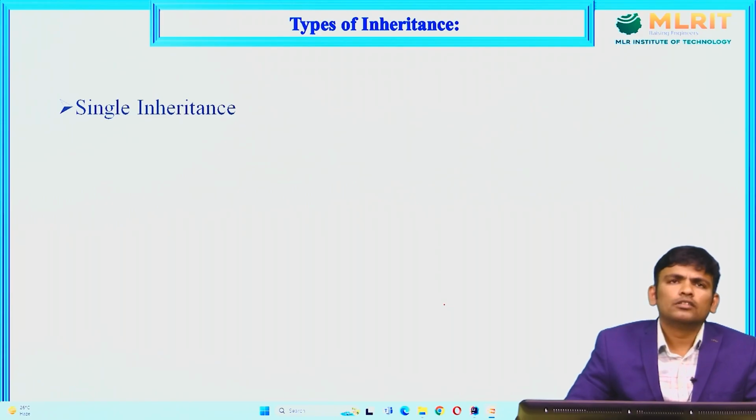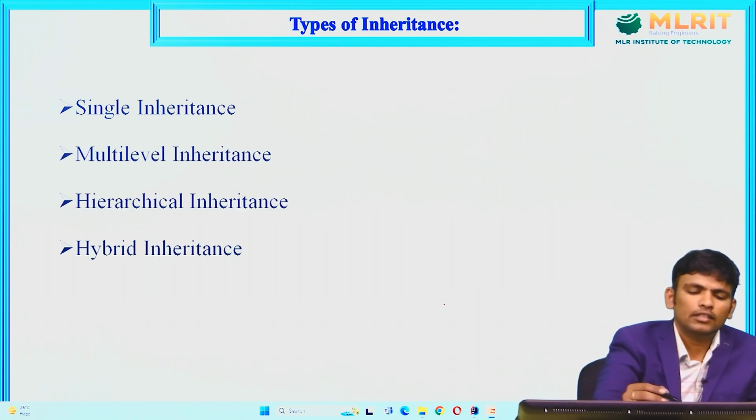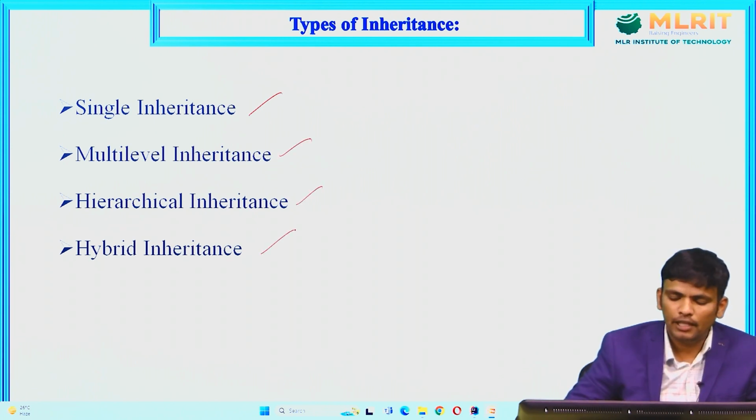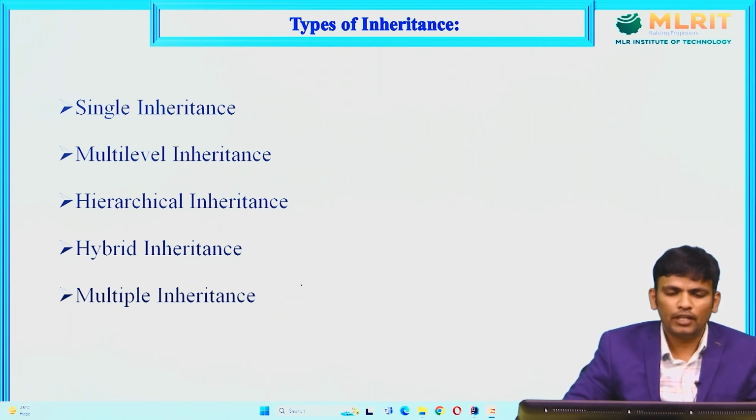So, the types of inheritances. These are the types of inheritances in Java: single inheritance, multi-level inheritance, hierarchical inheritance, hybrid inheritance, and last, multiple inheritance. Now we'll see the types of inheritances one by one. The first one is single inheritance.